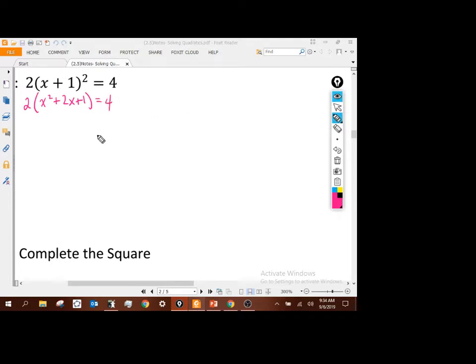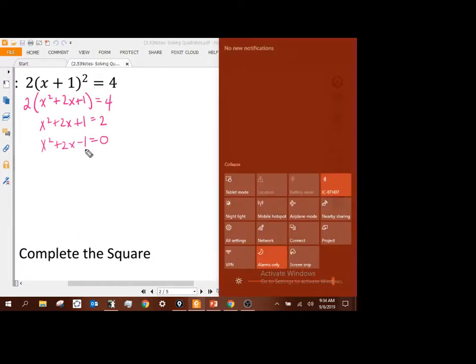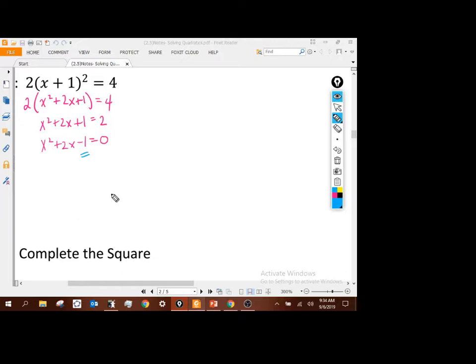All right, so it equals 4. Now what do I do? What do you say, Chuck? Okay, divide by 2 on each side. X squared plus 2x plus 1 equals 2, right? Subtract 2 from both sides. We get that. Now, can you think of any two numbers that multiply together give me -1, but add to give me 2? There are no such values, right?